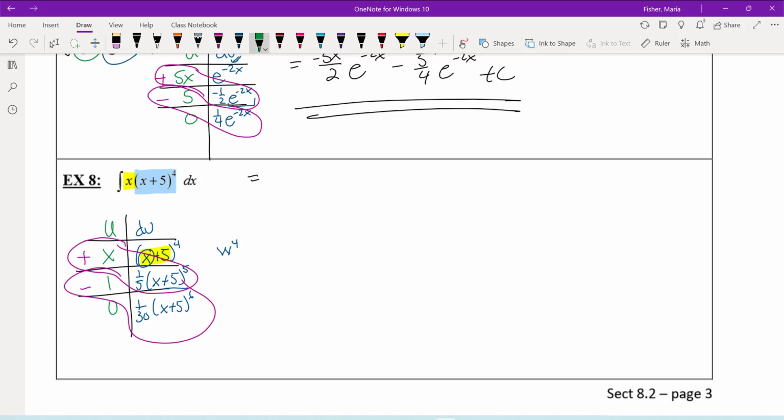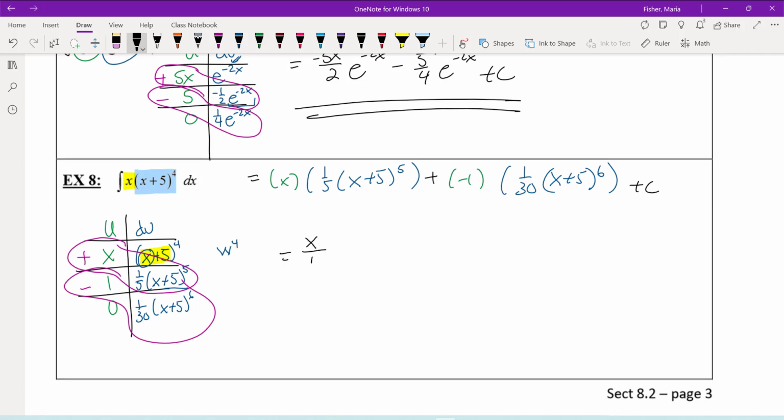So we have x times 1 over 5, x plus 5 to the 5th, plus negative 1 times 1 over 30, x plus 5 to the 6th. Ran out of terms, so I write my plus c. In the end here, this is just x over 5 times x plus 5 to the 5th minus 1 over 30 times x plus 5 to the 6th plus c.